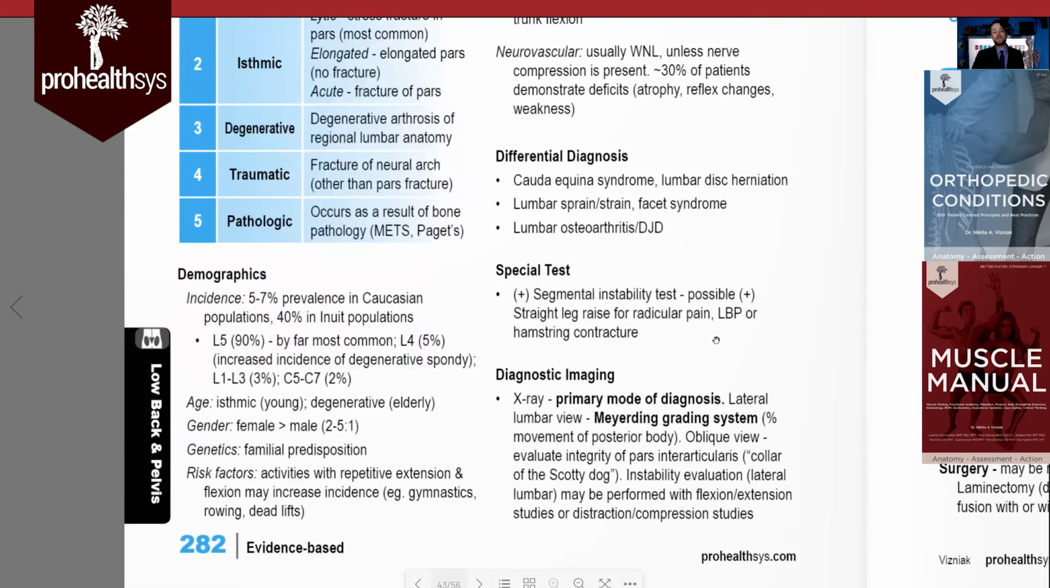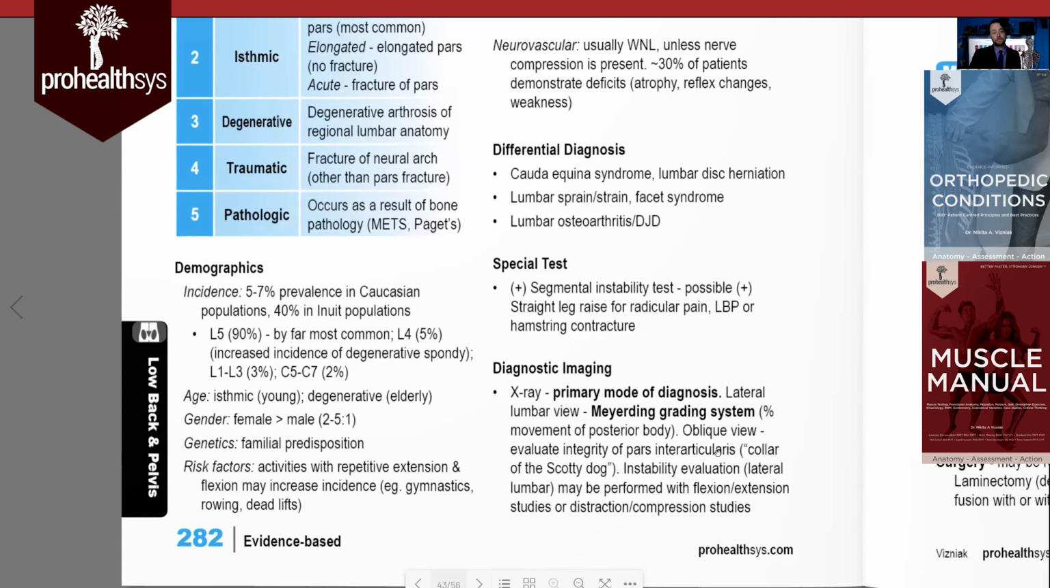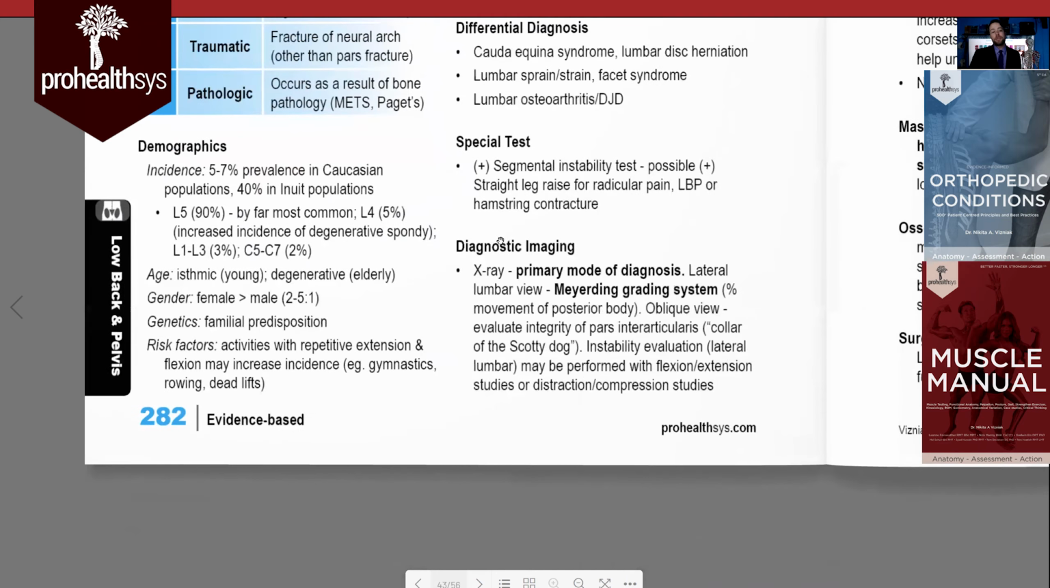Special tests for instability. Segmental instability test. Push on those SPs as the person's laying prone. See if one of them slides a little bit further than another one. If it does and they have local pain, have them lift their legs up, engage the erector spinae, stabilize that low back, push a second time, and see what's going on there. Remember that we have the videos of these tests as well. X-ray is the primary mode of diagnosis, and I need you all to know the Meyerding grading system for it.